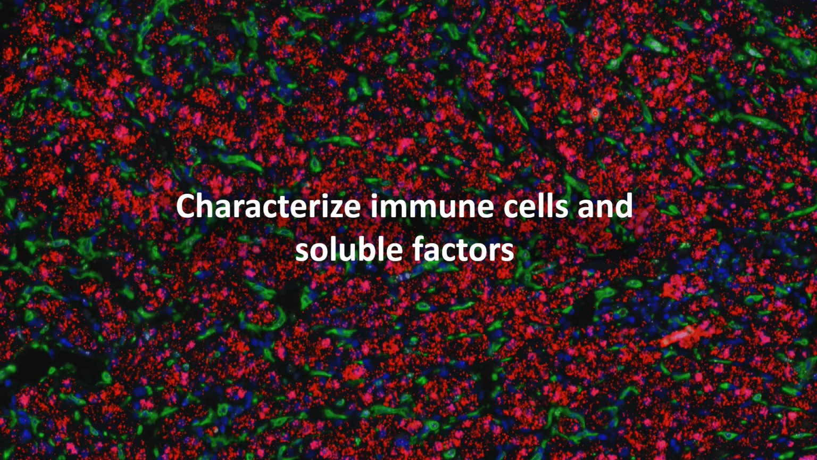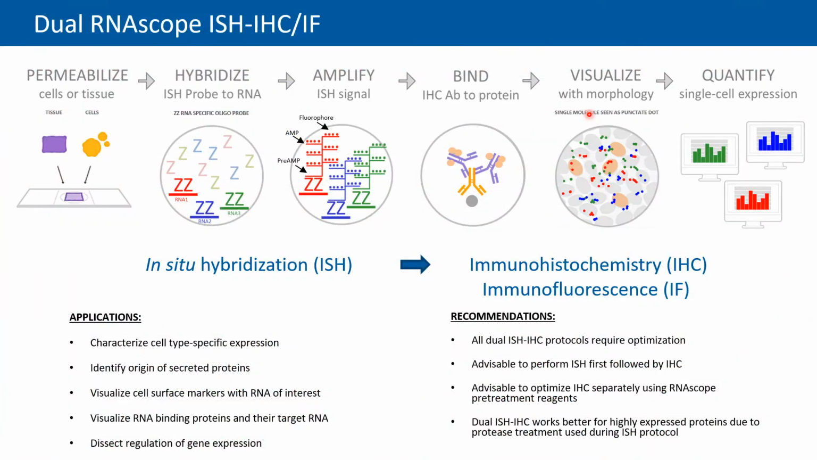So next we're going to learn about another application where RNAscope has been used for characterizing immune cells and studying soluble factor expression. In this particular application, we're going to learn about the dual RNAscope-ISH IHC workflow, which allows for visualization of RNA and protein simultaneously on the same section. The natural complementarity of the ISH and IHC techniques allows for combining these two techniques in one singular workflow, and that allows us to study both RNA and protein targets on the same section simultaneously.